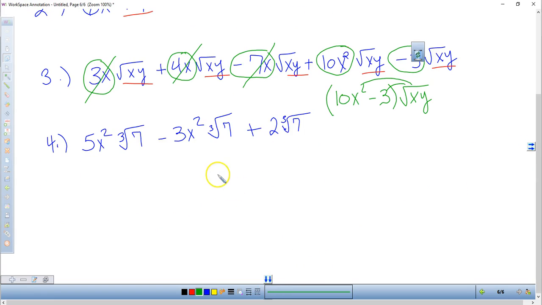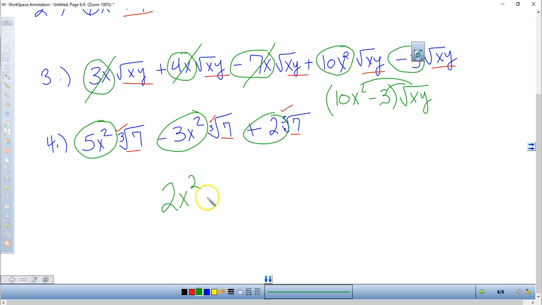Alright, the final one on here, 5x squared, cube root 7, all of these. So we check, rule 1, they're all cube roots. So that's a good sign. All these radicals match. That means I just combine everything in the front. So 5x squared and negative 3x squared, that is a 2x squared. And then I have the number 2. Well, this is a binomial, so we'll put parentheses around it, and we write whatever the radical is out here, cube root of 7. And there is my answer.